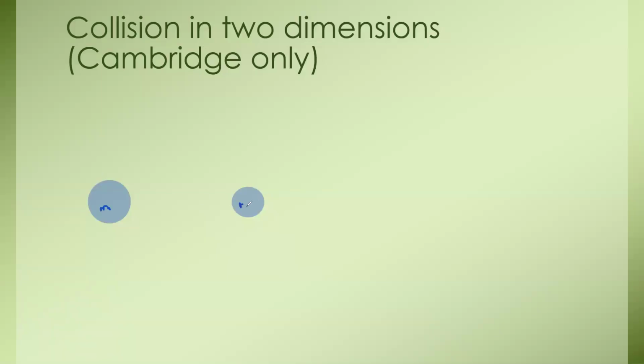M1 and M2. M1 hits M2 and it changes the direction. So this type of collision, we call a collision in 2 dimensions. Why do we call it a collision in 2 dimensions? Because the direction has changed, the dimension has changed here. We have two components, X and Y, but initially it had only an X component.